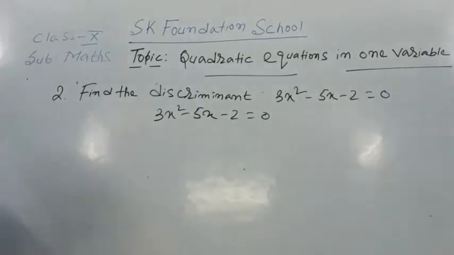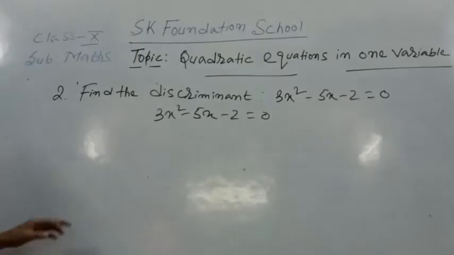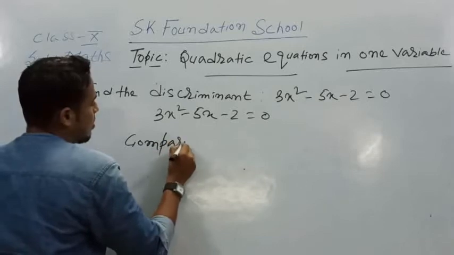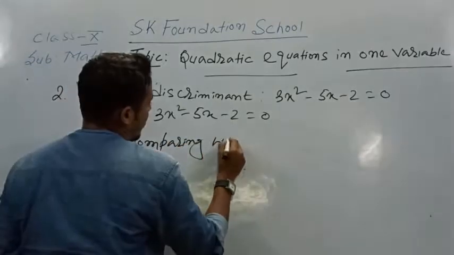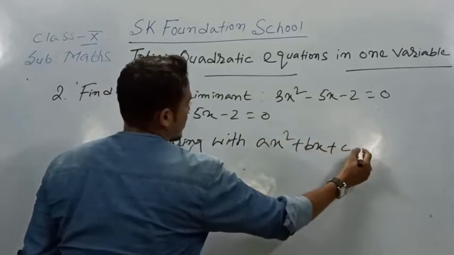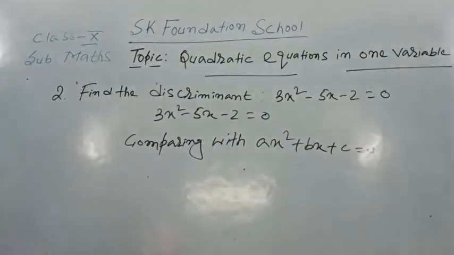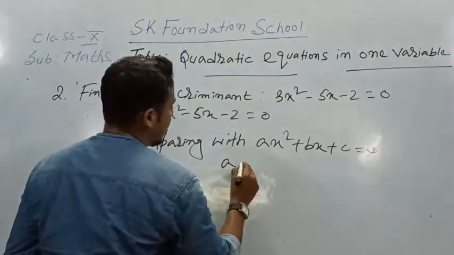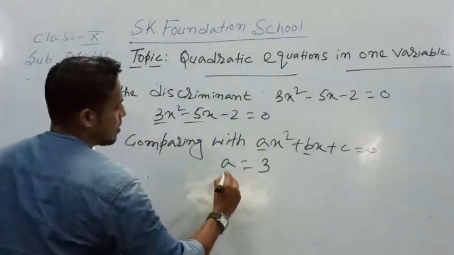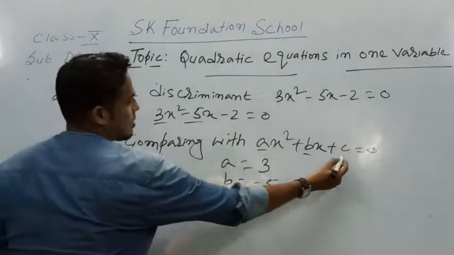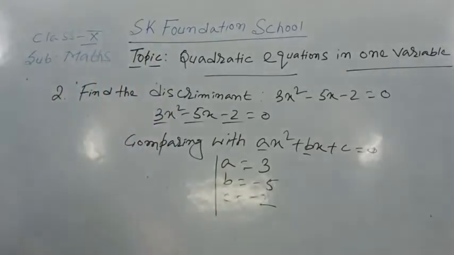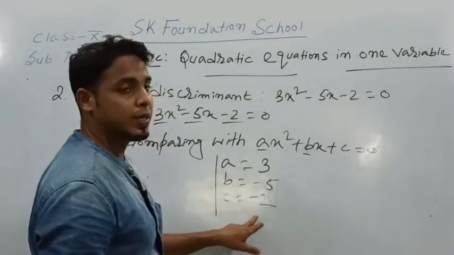So here we are going to find D. First of all, we compare this equation with the equation ax square plus bx plus c equals 0. When we compare these two equations, the value of a equals 3, b equals minus 5, and c equals minus 2.